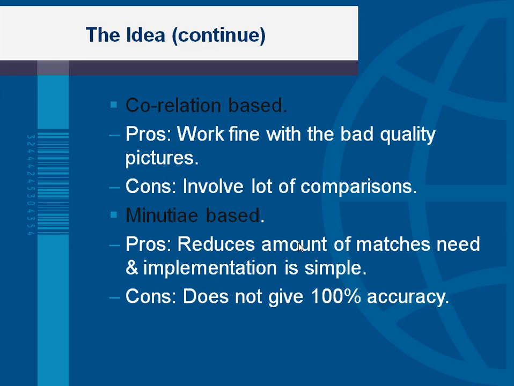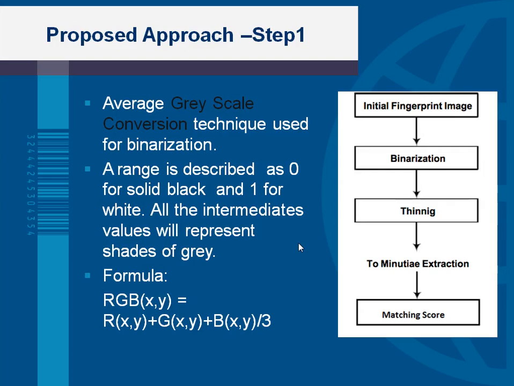Further, both the algorithms have certain pros and cons. For correlation based, the pro is that it works fine with bad quality pictures, and it's very sophisticated. Whereas the con is that, as it's very sophisticated, it involves a lot of comparison. Whereas in minutia based, the pro is that it's very simple and very easy to implement, whereas it does not give us 100% accuracy as it depends on the image quality.